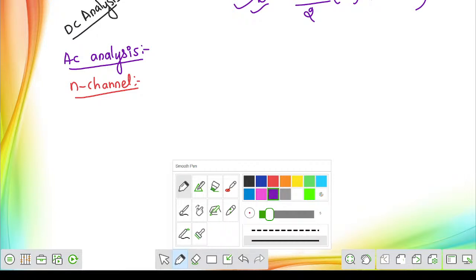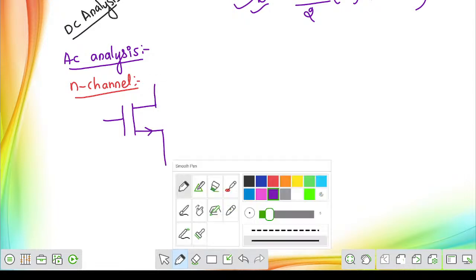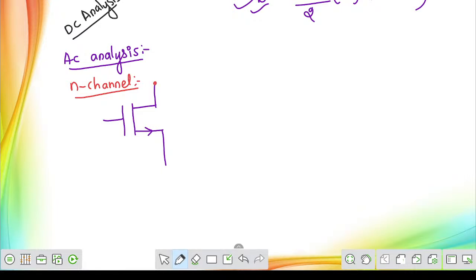AC analysis: first draw the MOSFET equivalent circuit. For N-channel MOSFET, I am going with the usual N-channel enhancement type, and it has three terminals. What are the names, sir? This is called the gate terminal. This is called the drain terminal. This is called the source terminal. What can be the AC equivalent circuit? Similarly, in the bipolar junction transistor I did the same. Just go back to the previous lectures and see how I made the AC equivalent representation of the BJT symbol. Same thing we are going to do here also.